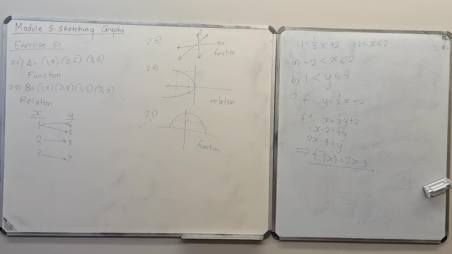2.7. It's a function, right? Choose a value of x, go up to the line, and move towards your y-axis. If you can only move up to your y-axis and get one value, it's a function. Right. 2.8. Is it a function or a relation? It only goes once.